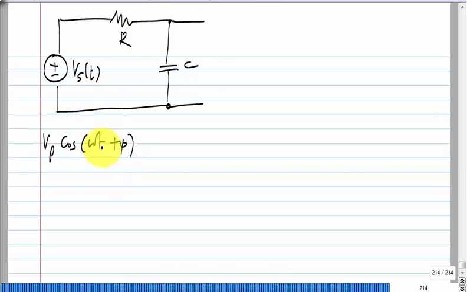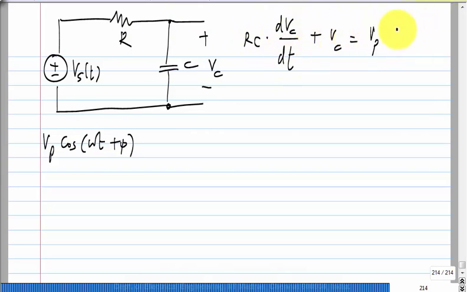Some general sinusoid, Vs is Vp cos(omega t plus phi), and again I will write the differential equation in terms of this Vc. That is the differential equation, right. The forcing function is Vp cos(omega t plus phi). How would you go about solving this?